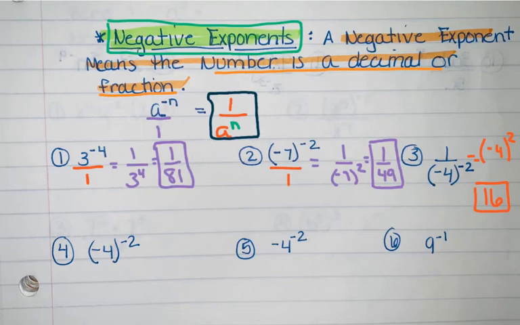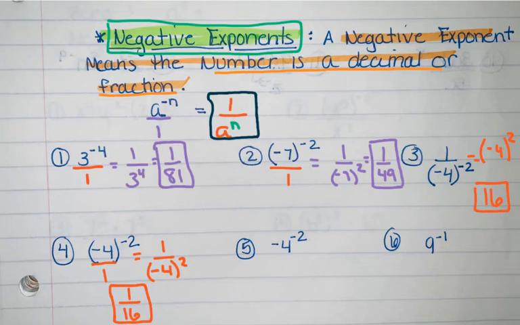Okay, this next one is kind of the opposite. We're going to turn it into a fraction and then flip it. So I get 1 over negative 4 squared. I can simplify negative 4 squared to 16, so this becomes 1/16.